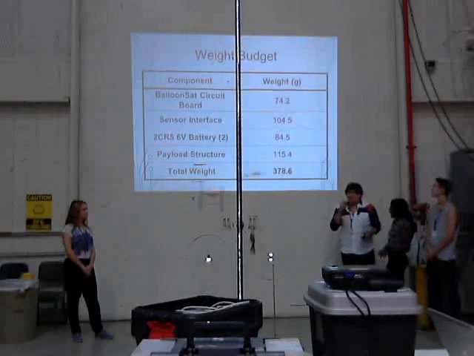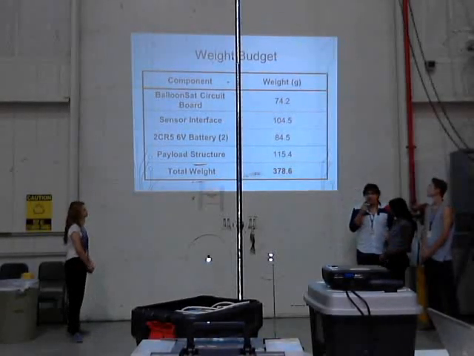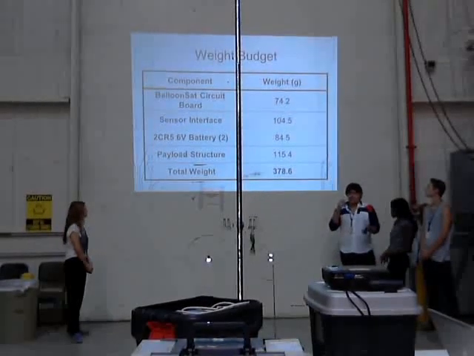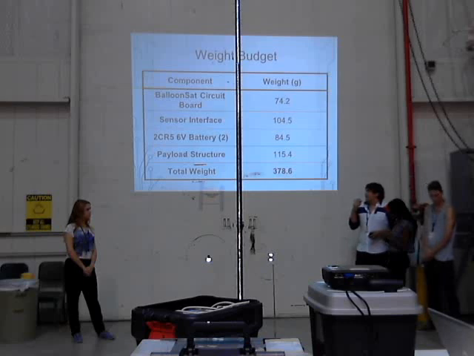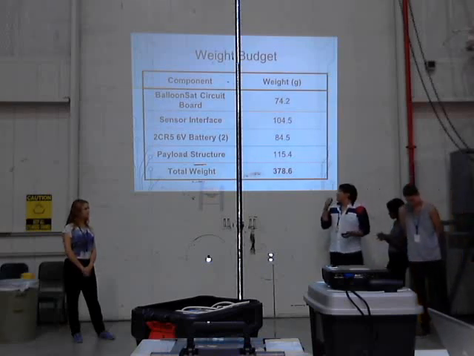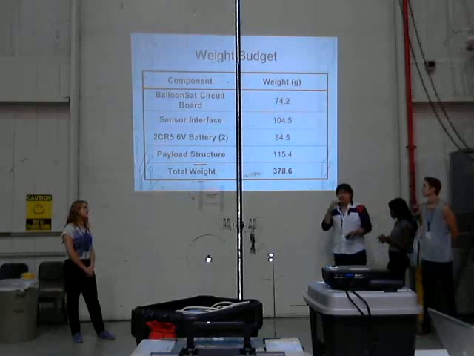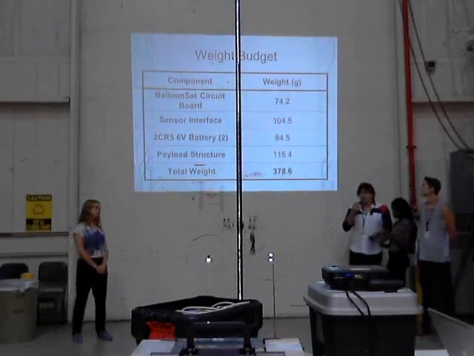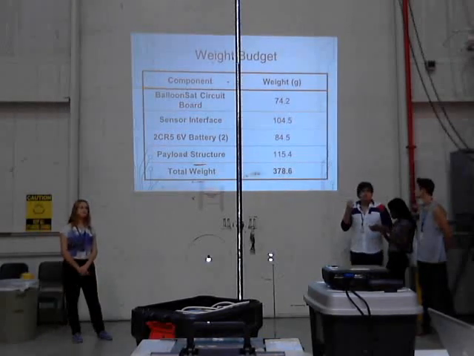For the weight budget, the BalloonSat board weighed 74.2 grams. These are all measured values. The sensor interface weighed 104.5 grams. The two 6-volt batteries weighed a total of 84.5. The payload structure weighed 115.4, and we have a total of 378.6 grams. That means there's about 121.4 grams free.